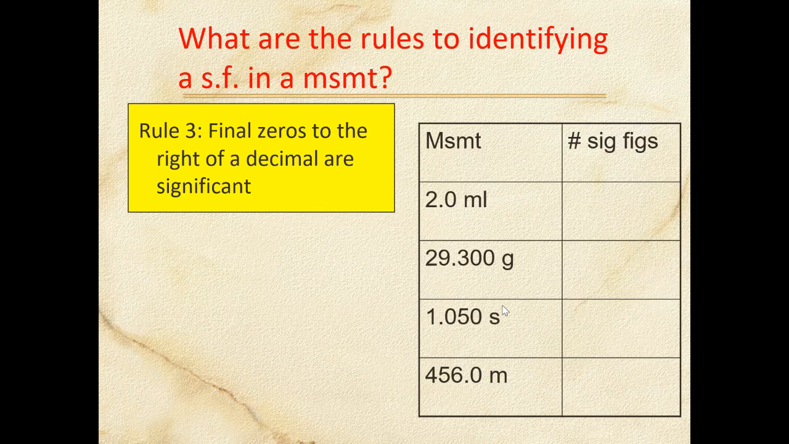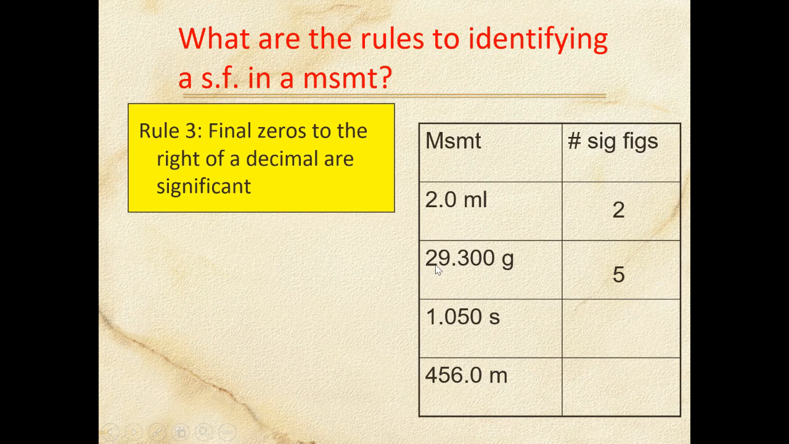Rules to identifying significant figures in a measurement. Number 3, final zeros to the right of a decimal are significant. So in the case of 2.0 mLs, there are 2 significant figures. The 2 and the 0 are significant. In this case, again, the 0 is considered a significant figure because it is the final 0 to the right of a decimal.